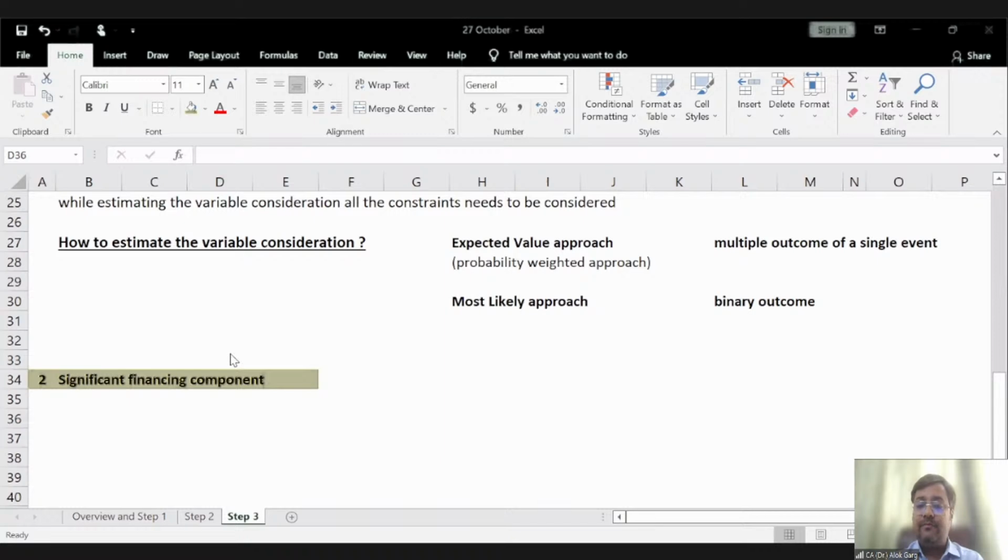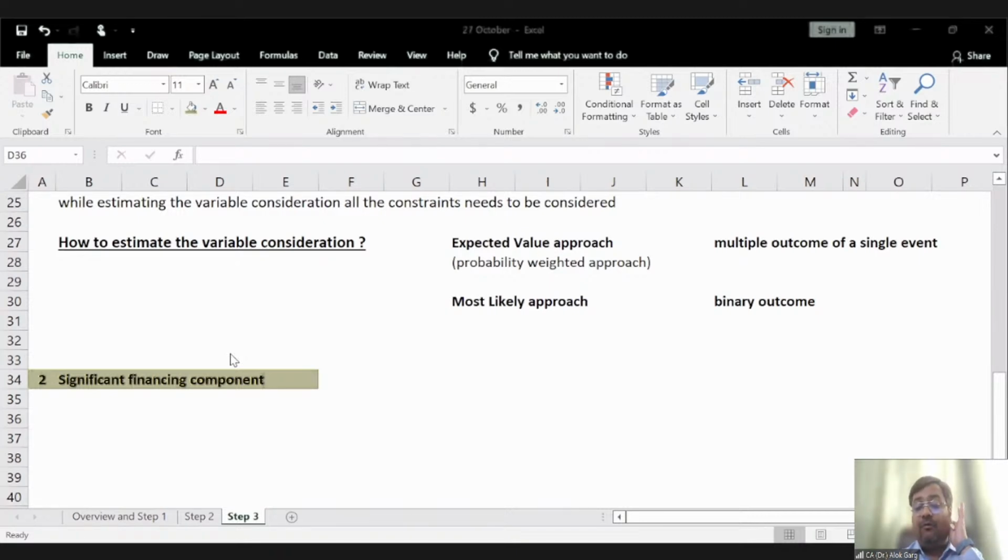Friends, significant financing component arises when there is a time value of money, and in the standard there is a rebuttable presumption that whenever the time difference between the satisfaction of performance obligation and the receipt of money is more than 1 year, then only we are required to calculate the finance component.